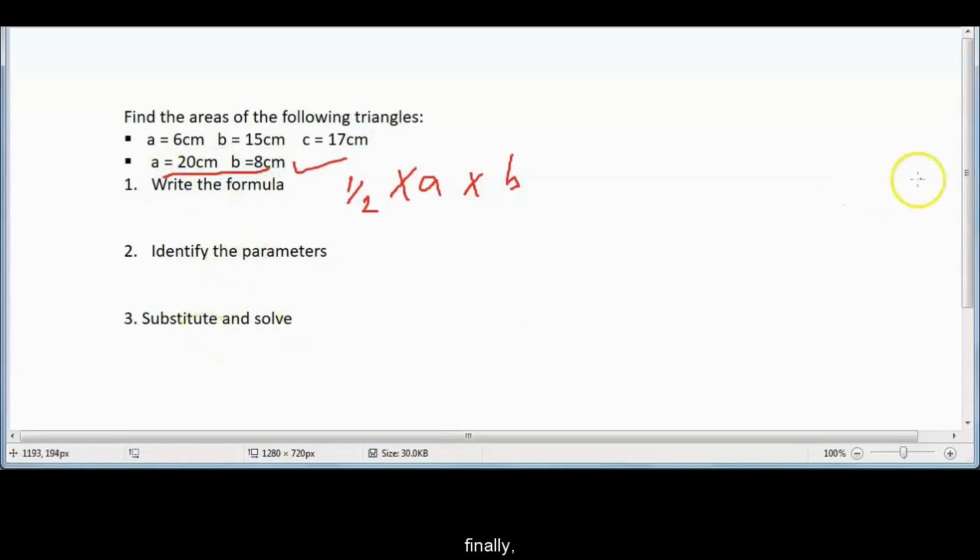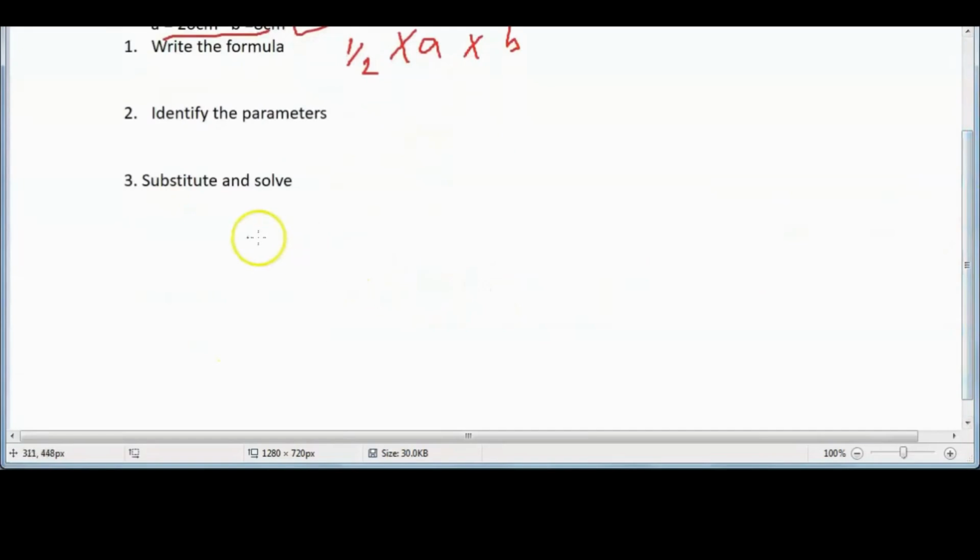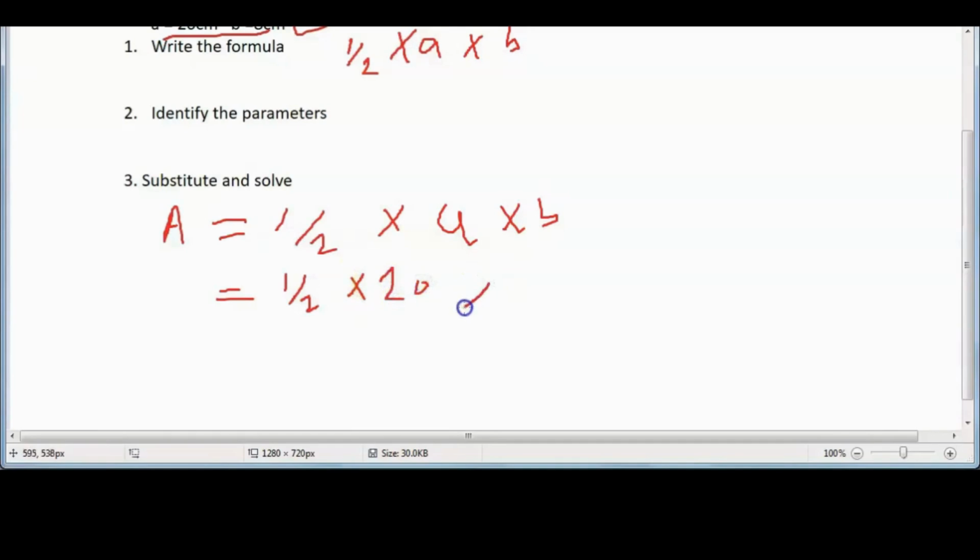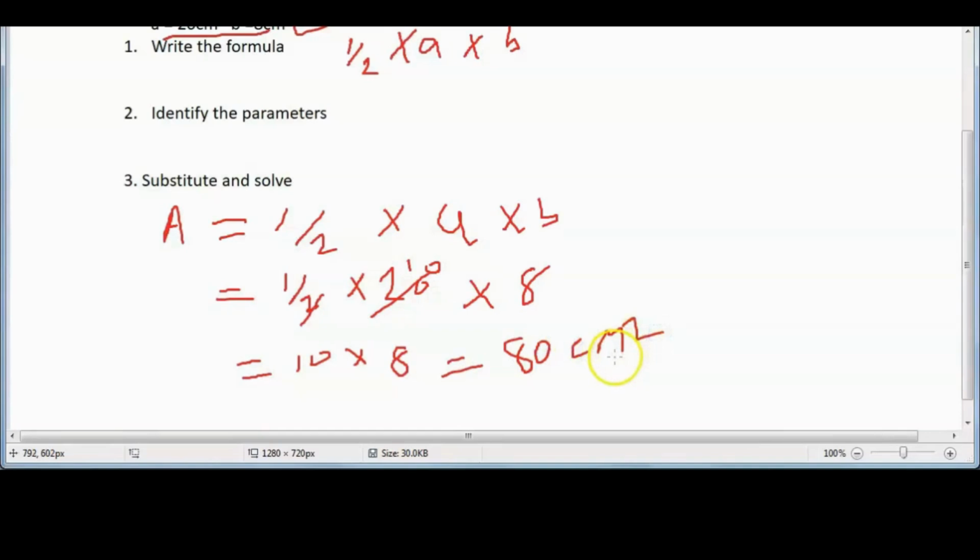So finally we substitute and solve. A is equals to half multiplied by A multiplied by B becomes half times 20 times 8. 2 and 20 can cancel to give 10. 10 times 8 is 80 centimeter square. As simple as that.